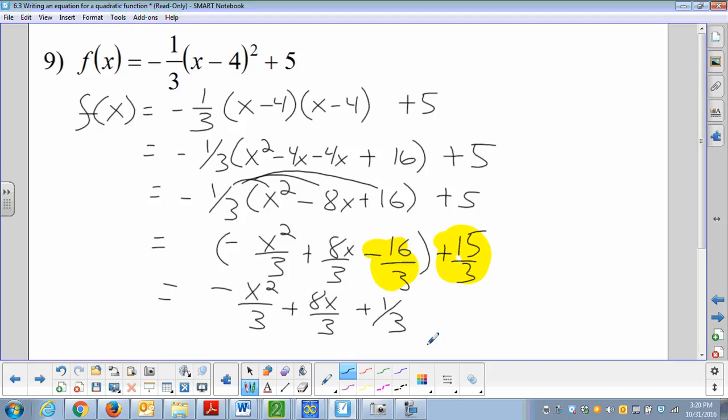So this is easy if you take your time. The first thing you want to do is go ahead and separate your binomials into factors. Then you want to distribute your coefficient, simplify your terms, and then add that last constant.